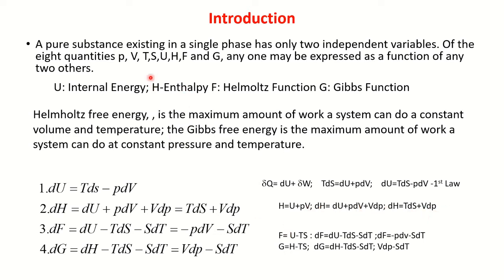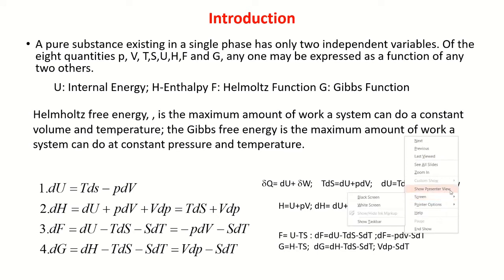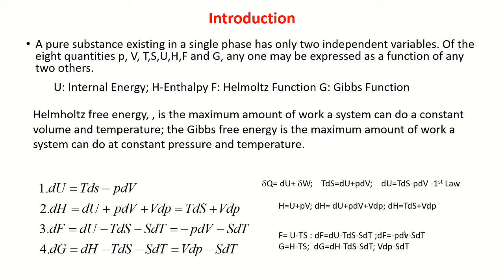Now the definition of the Helmholtz function: F is equal to U minus TS. If I differentiate, I'll get dF is equal to dU minus TdS minus SdT. So now you can see here dU minus TdS, which I can replace by minus PdV, and minus SdT. Okay, so then this is capital U.